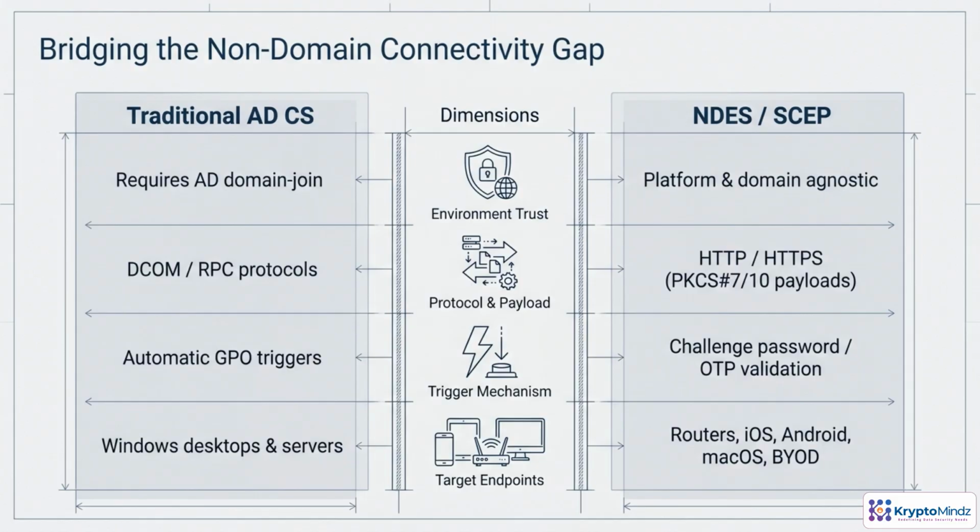Traditional ADCS works best for domain-joined Windows machines. It relies on AD Trust, DCOM and RPC, group policy triggers, and targets servers and desktops that live inside your security boundary. Modern environments, though, are full of non-domain devices: routers, phones, Macs, and BYOD. NDES with SCEP closes that gap. It uses simple HTTP or HTTPS, works without domain membership, and protects enrollment with challenge passwords or one-time codes. The key idea: ADCS takes care of trusted Windows, NDES and SCEP extend your PKI to everything else.